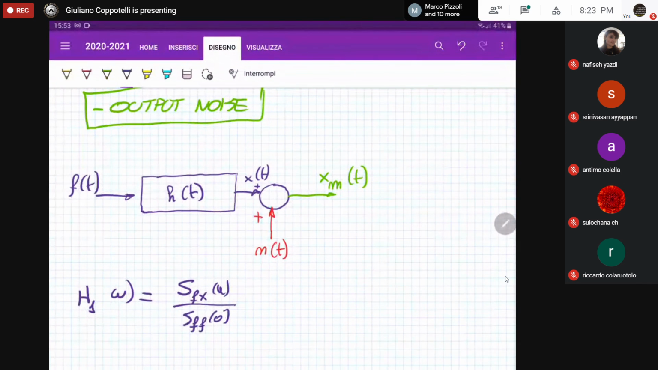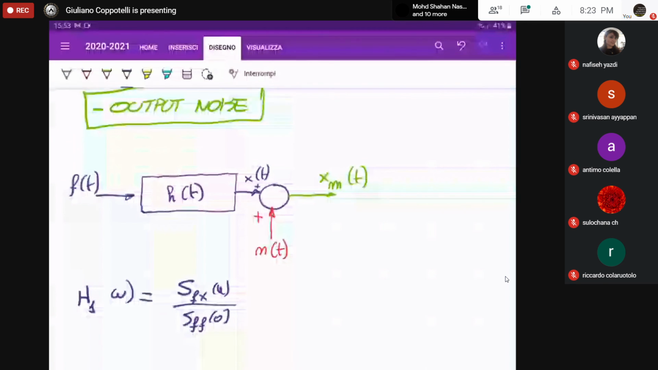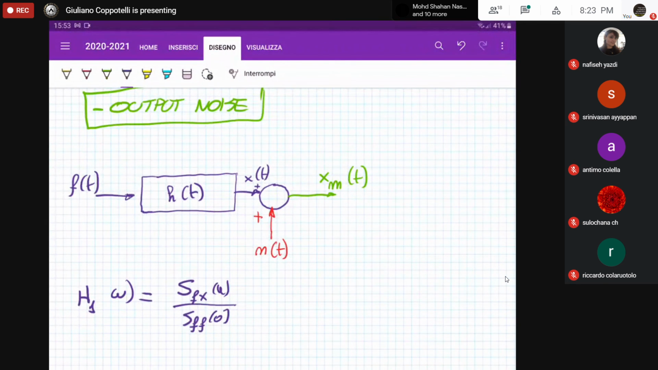Okay, but now the Fx of omega has to take into account the measurement quantity. So let me introduce this M that is referring to the measured one. The measured one, of course, takes into account the noise.